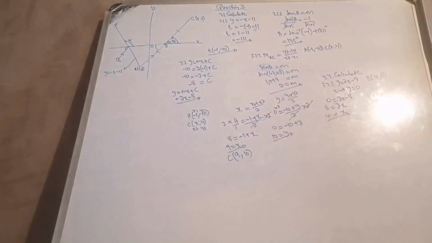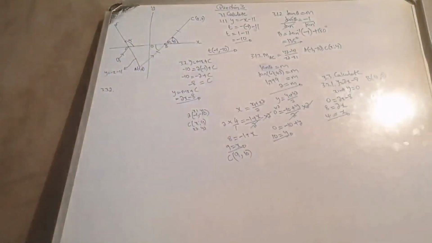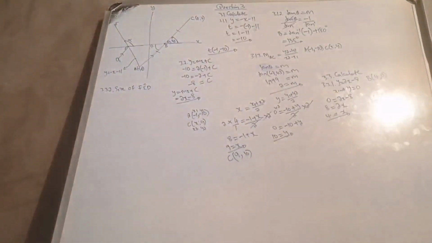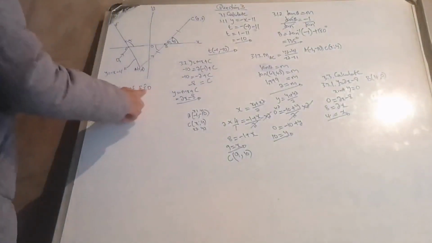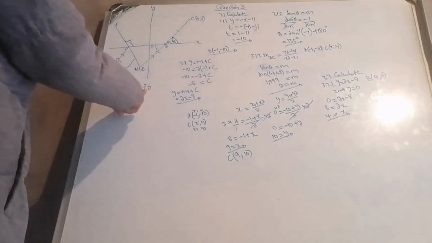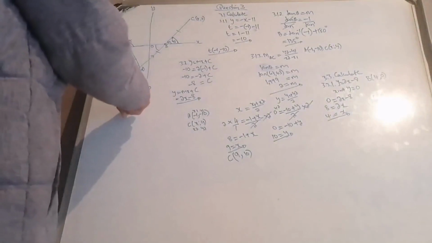They say in 3.3.2 that we should find the size of FED. They want the size of FED. In triangle FED, find angle E. So where is the triangle? FED.